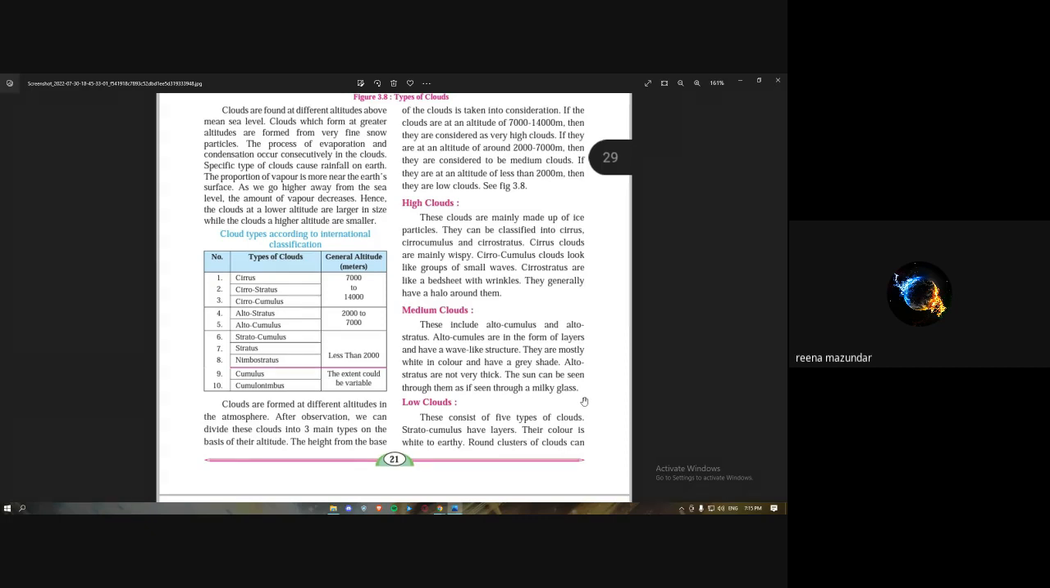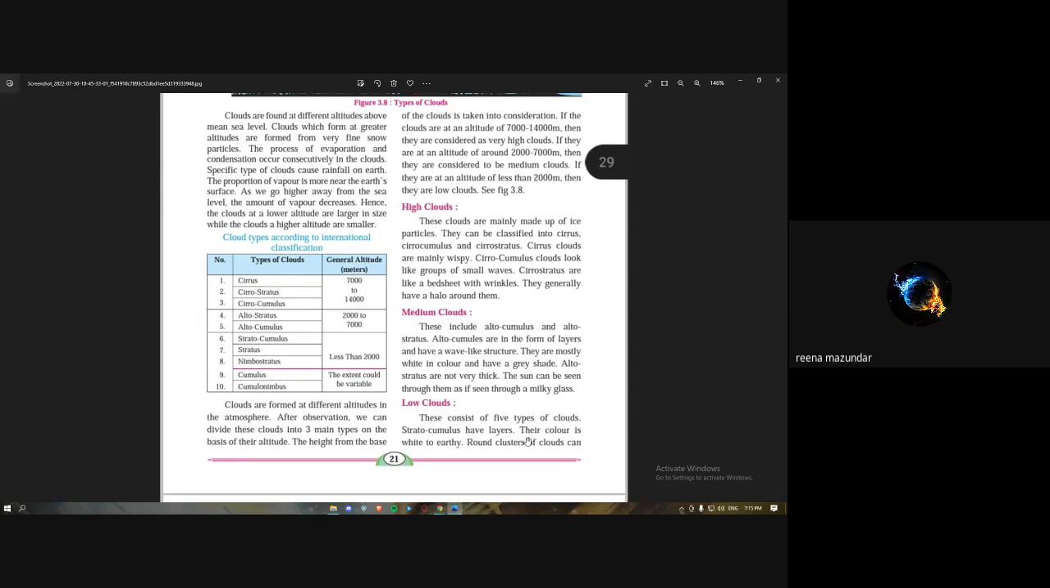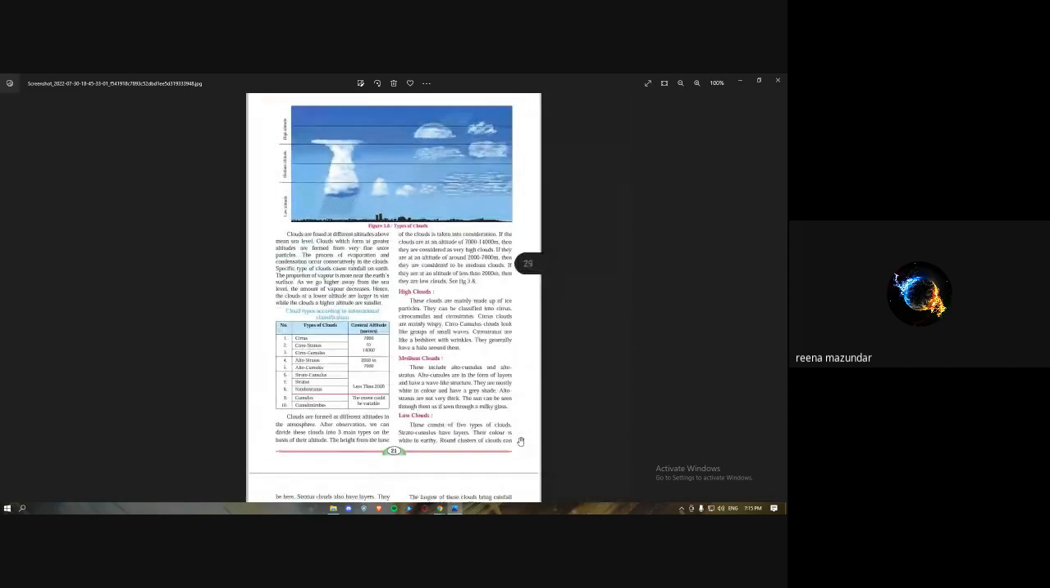Okay. Then third consists of 5 types of cloud. Stratocumulus have layers. So this is 1, 2, 3, 4, 5. Their color is white to earthy. Earthy means a little bit dusty, like brownish. Round clusters of clouds can be seen.